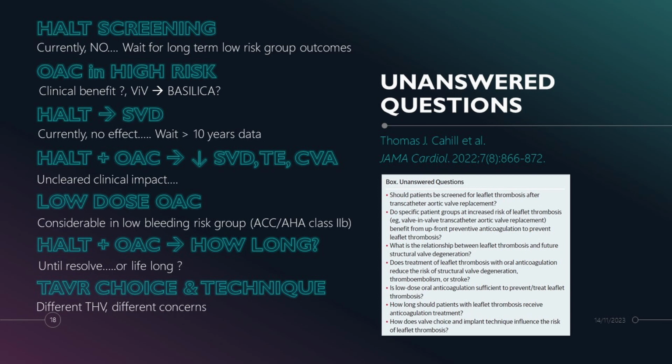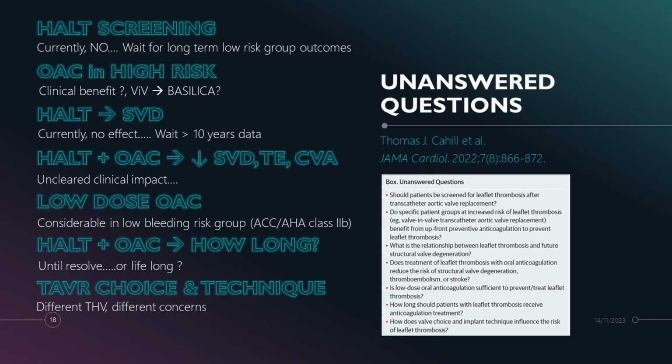However, if we look at the fifth question about low-dose oral anticoagulation, I also consider using low-dose anticoagulation in patients with low bleeding risk. Right now, it is classified as class 2B in the ACC and AHA guideline. The sixth question: if there is clinically significant HALT and we need to use oral anticoagulation, for how long? We have to use oral anticoagulation at least until the HALT is resolved, or even lifelong if we trust the data of surgical AVR.